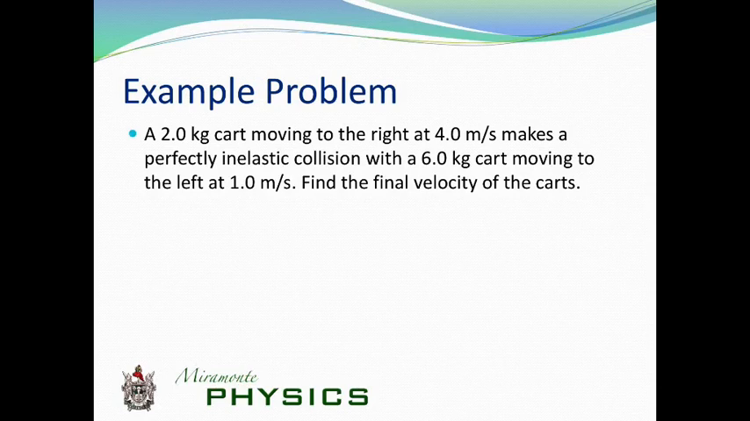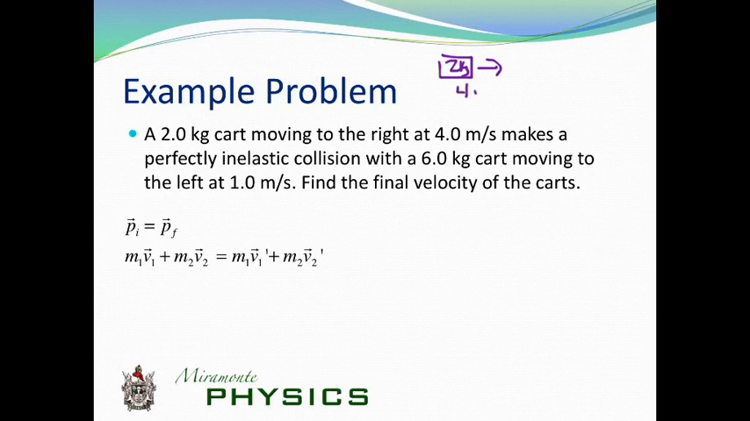The first thing you want to do is make a little diagram. Get a sketch. It'll help you keep track of what's happening. So I have my 2 kilogram mass, and it's going to the right at 4 meters per second, and then I have my 6 kilogram mass, and it's going to the left at 1 meter per second. And then they're going to stick together because this is a perfectly inelastic collision. So the question is, how fast are they going to be going? We're going to use conservation of momentum and solve the problem. So go ahead and try to set it up and solve it on your own, and then come back to the video and watch how I solve it.